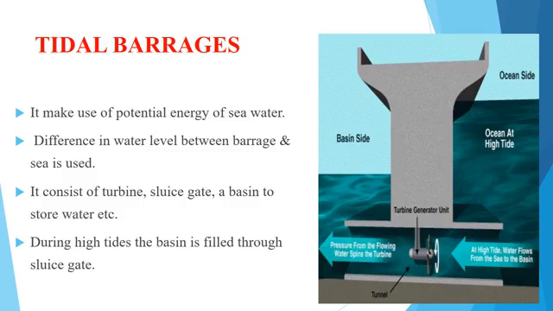Another is tidal barrages. It makes use of the potential energy of seawater. The difference in water level between the barrage and sea is used to produce tidal energy or tidal power. It consists of turbines, sluice gate, a basin to store water, etc. These are the main parts of the tidal barrage. During high tides, the basin is filled through the sluice gate.